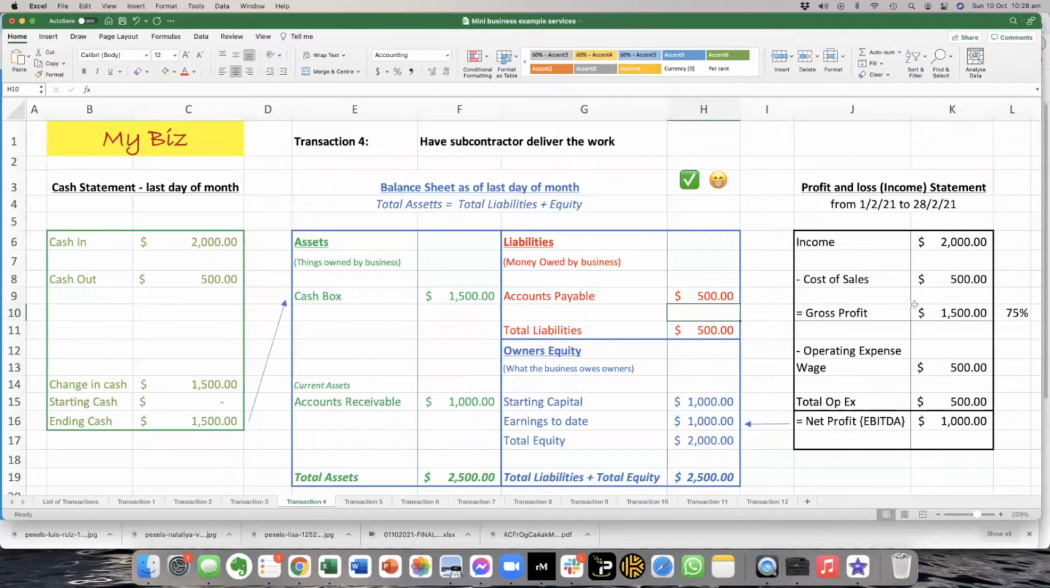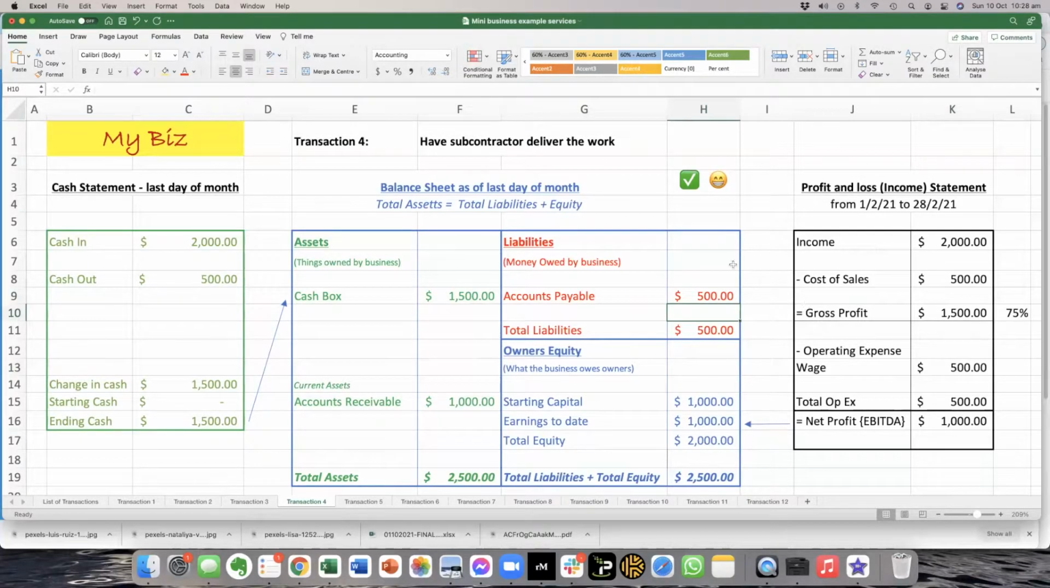Now, some businesses will put their employees up in cost of sales. It depends on what sort of business it is and how your accountant likes to do it. Either way, you need to decide this with your accountant and work out what's best for you and your business.